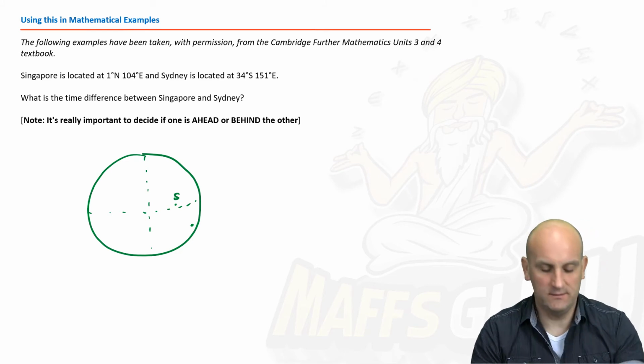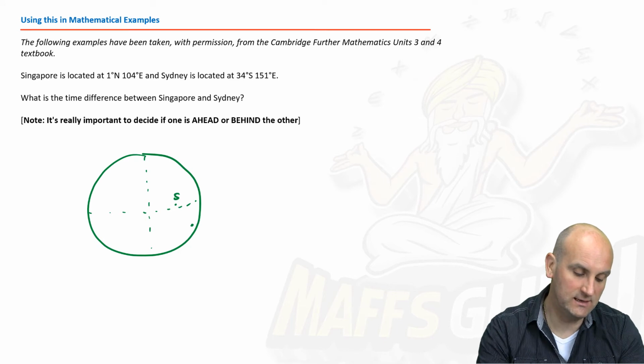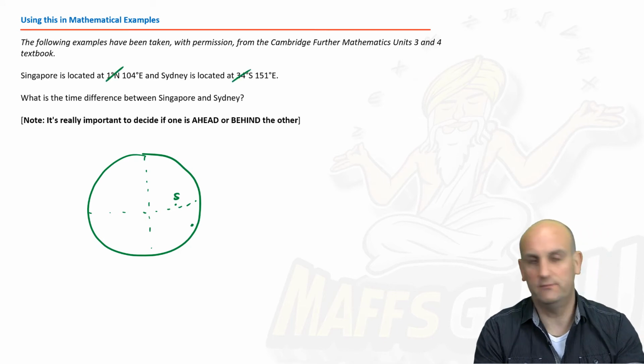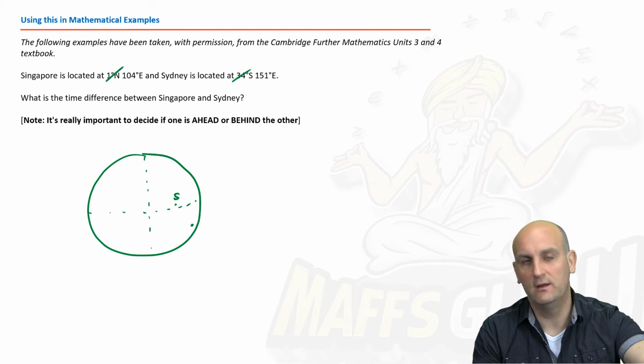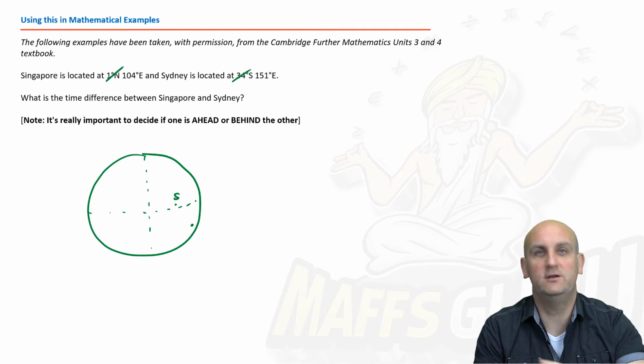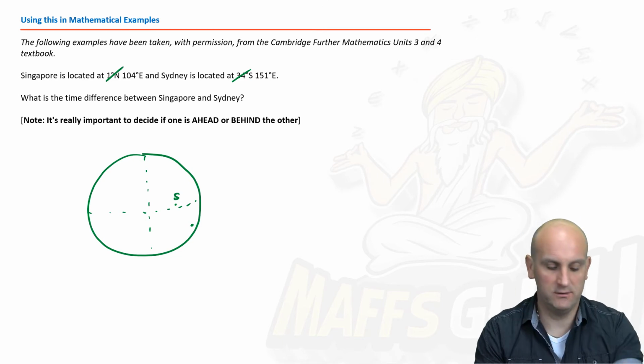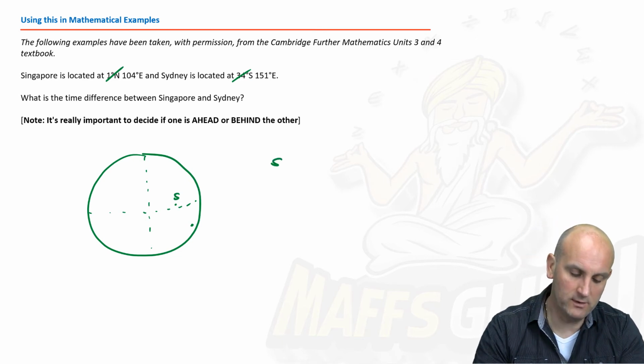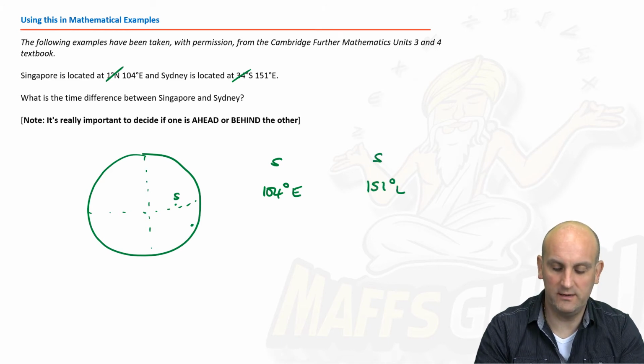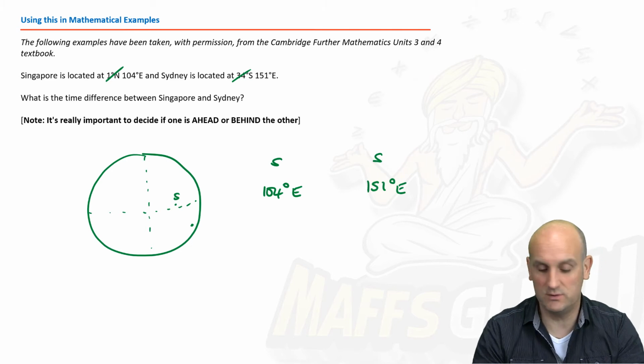Now again, when we are dealing with time zones, we actually don't care about the latitude. I'm not interested in that 1 degree north or 34 degrees south. Don't care how high above or below the equator it is. I'm just interested in where it fits on those lines of longitude. And so I know that Singapore is 104 degrees east, and I know that Sydney is 151 degrees east. So can I find the difference between those two angles?